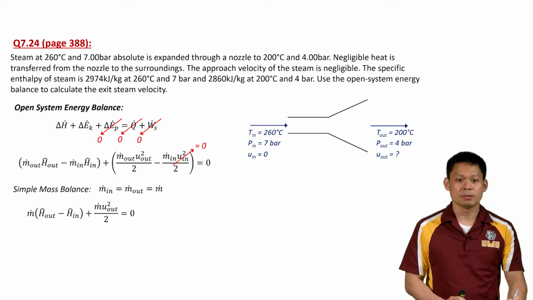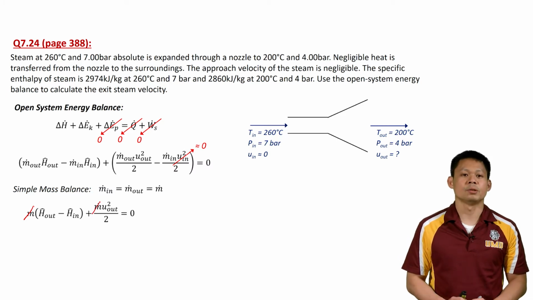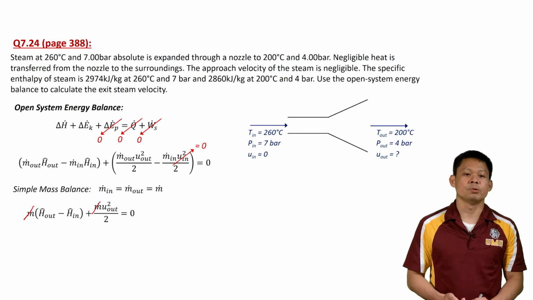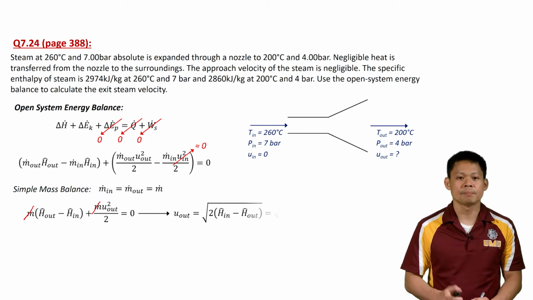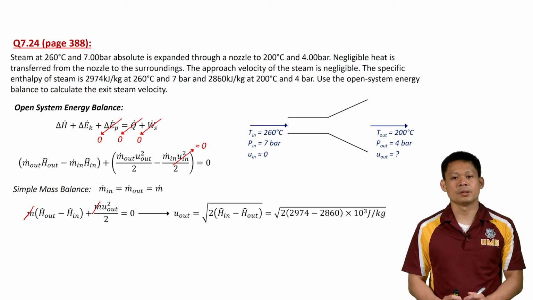At this point, you realize that I can just cancel away the m dot. I don't really need to know the mass flow rate. We won't be able to find it anyway. From here, I can rearrange for u out, which is what I'm trying to find. We are given h out and h in the question, so let's put it all in. This is rearranging the equation and putting in the numbers.